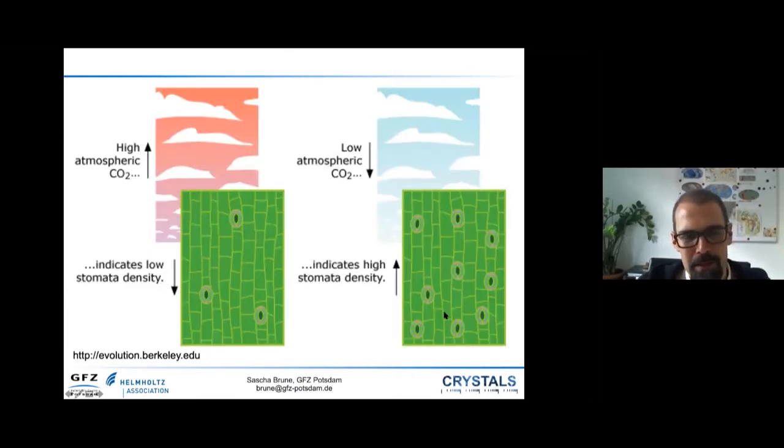And now plants are clever. If there's a high atmospheric CO2, they want to be energy efficient, so they grow fewer stomata. And if you have low atmospheric CO2, they grow more stomata. We know that by just going along a mountain range, where if you go higher up, there's less O2, and you take the same plant species, then you can see this increase in stomata density.